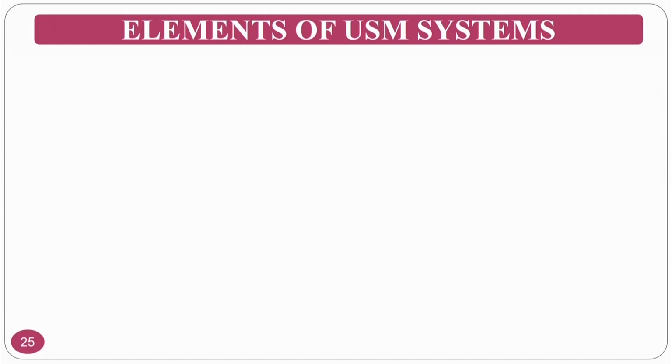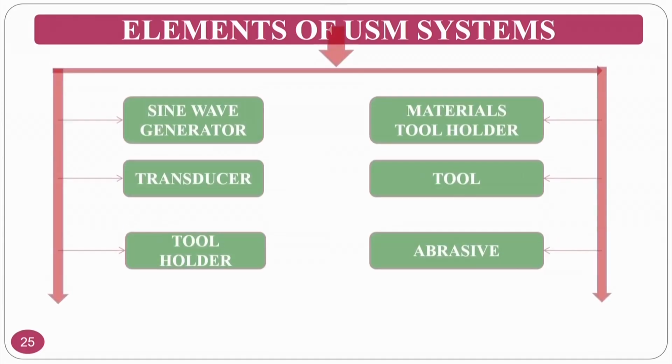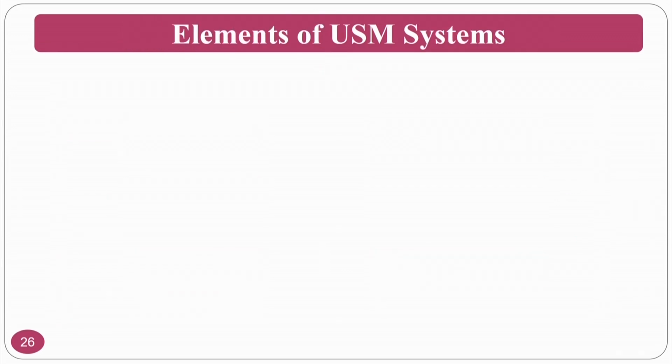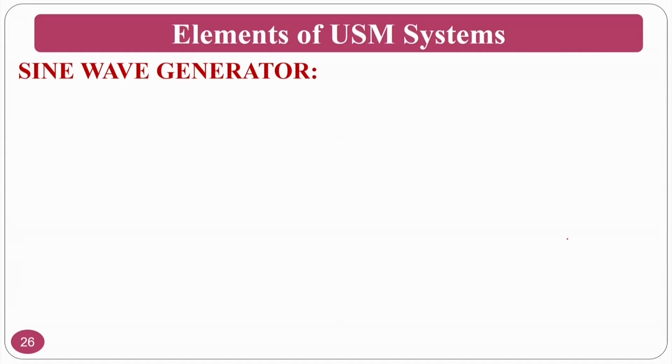Elements we have seen mostly, but we will see individually what their functions are. The elements of the ultrasonic machining system are the sine wave generator, transducer, tool holder, materials for the tool holder, the tool, as well as the abrasive particles. The sine wave generator normally converts 60 Hz to less than 16 kilohertz.